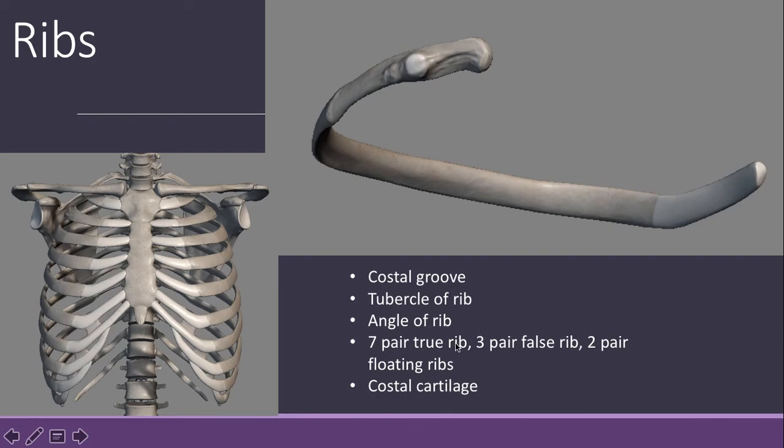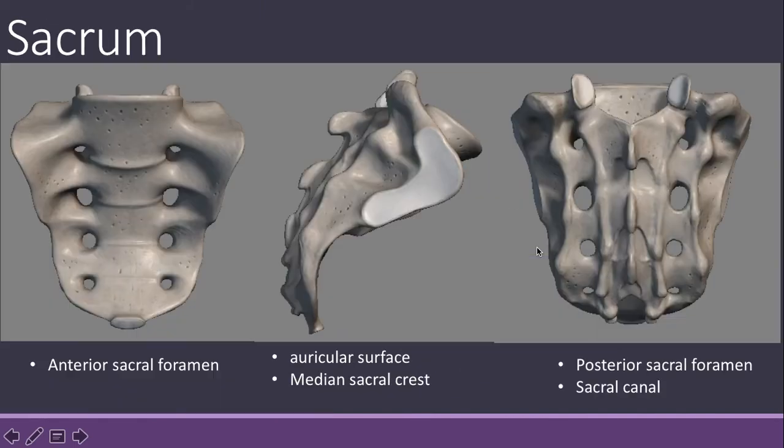So you have 7 pairs of true ribs starting from this first one here, down 7, and then you have 3 pairs of false ribs. That just means that they attach with cartilage over here. They don't attach directly up here. And then you have 2 pairs of floating ribs, which don't attach anywhere. They just hang in the back there. And let's see, I think that's all.